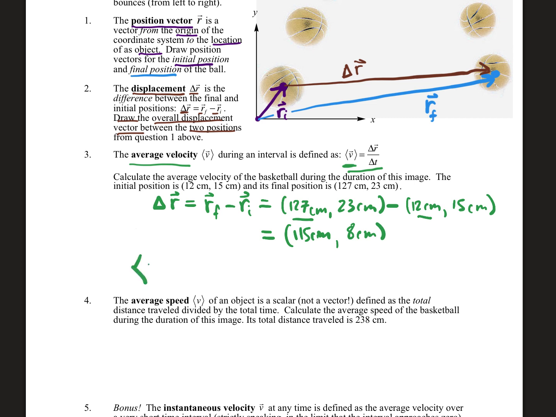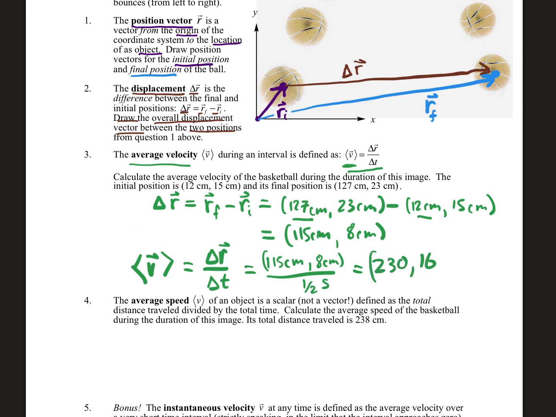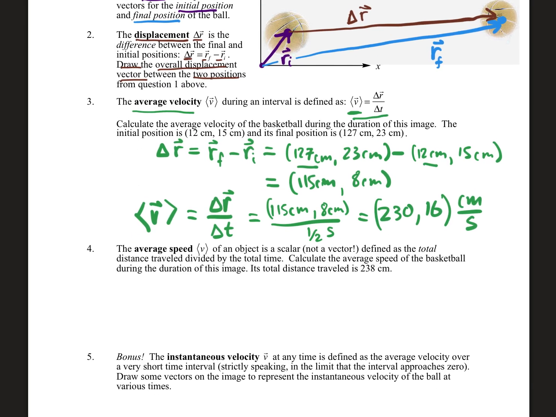And if we now are going to calculate the average velocity, that is the displacement vector over the change in time. The change in time, we're told, is half a second. So this is just going to equal 115 centimeters, comma 8 centimeters, like we just calculated, over half a second, and that is equal to 230, comma 16 centimeters per second. And that's your average velocity.